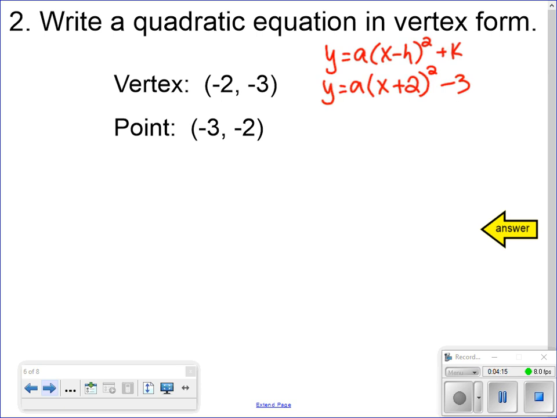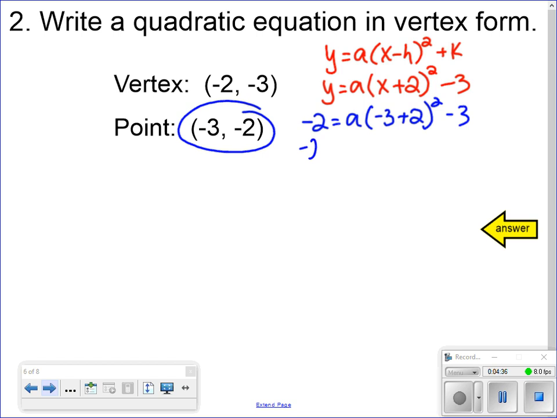I still need to figure out what a is in this equation, if it's 1 or if it's another number. So I take another point that's on the graph. Here, that other point happens to be (-3, -2). -2 is my y, -3 is my x, and I solve for it.